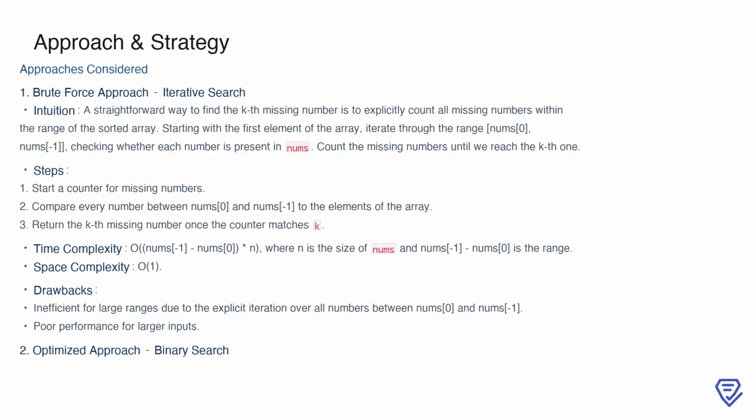While this method is simple and intuitive, it has significant drawbacks. Its time complexity is proportional to the product of the range of numbers and the size of the array, making it inefficient for larger inputs. Furthermore, since it doesn't require additional memory, the space complexity is O(1). However, the inefficiency of iterating over a potentially large range makes this approach impractical for larger datasets.